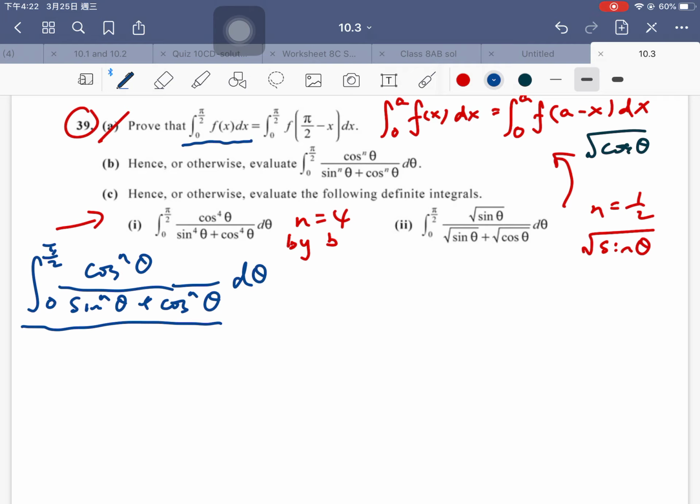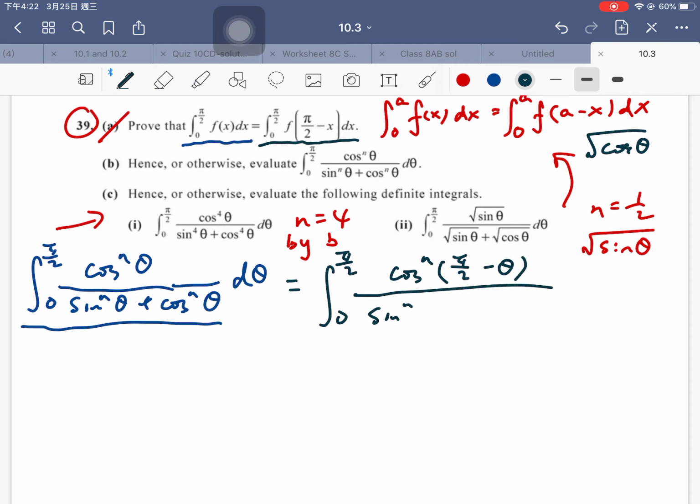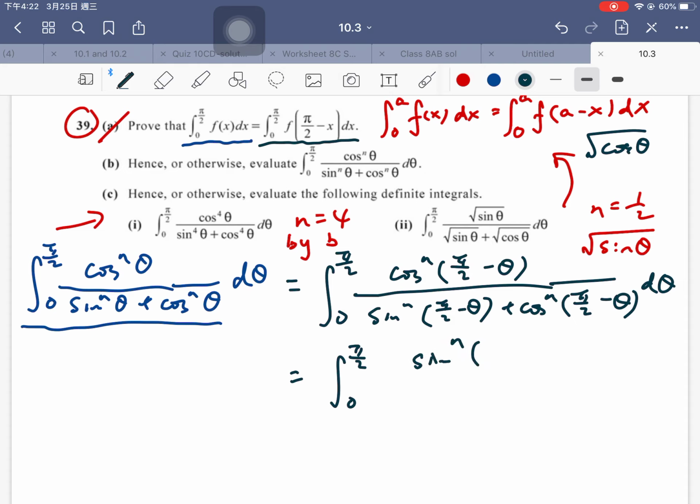If I think this is part A, then I see that the right hand side is this one. So integrate 0 to pi over 2. This one will become cosine n pi over 2 minus theta, over sine n pi over 2 minus theta plus cosine n pi over 2 minus theta. You know that cosine pi over 2 minus theta becomes sine theta. And this one is cosine n theta plus sine n theta.